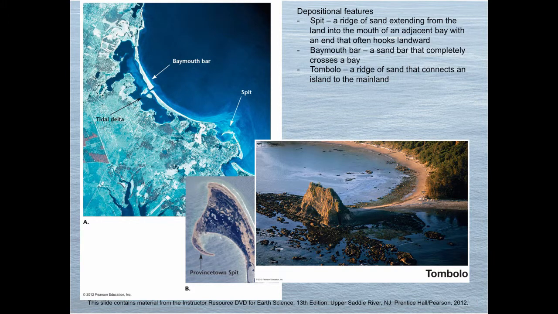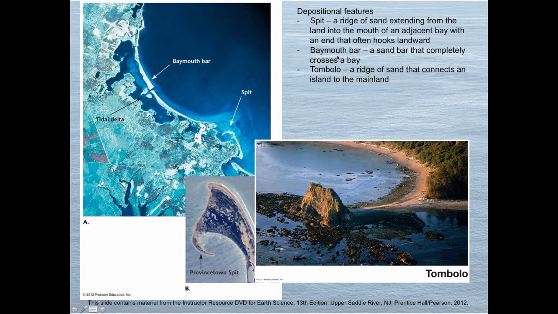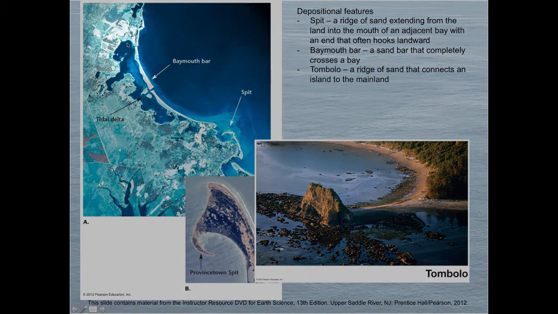Some other features that you see in coastal environments, shoreline environments that are depositional in nature, are spits, which are ridges of sand extending from the land into the mouth of an adjacent bay. Often one end hooks landward. This is a famous one, Provincetown off of Cape Cod, this spit that hooks back around. A baymouth bar is a sandbar that completely crosses a bay. This is a good example.